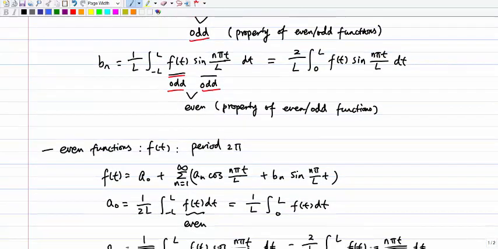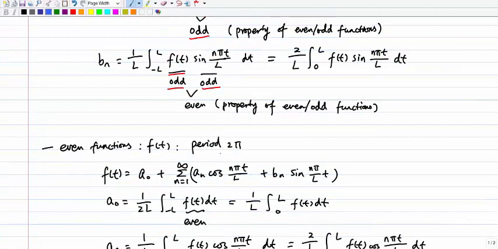Similarly for an even function f(t) with period 2π. Okay, with a period of 2L, we can also simplify the computation of the parameters a0, an, and bn. Again, the format of the Fourier series of f(t) is always the same: a0 plus the summation from n equals 1 to infinity of an cosine(nπt/L) plus bn sine(nπt/L).